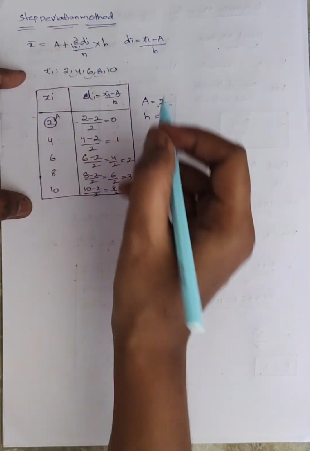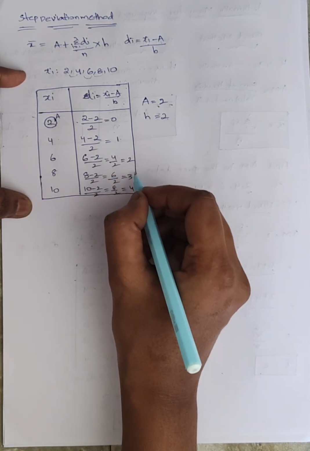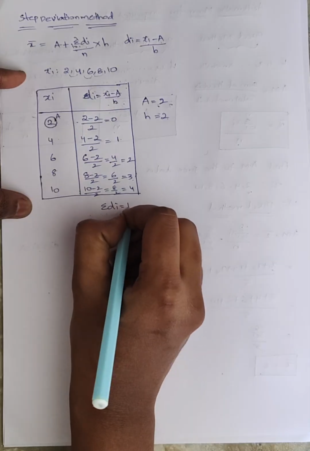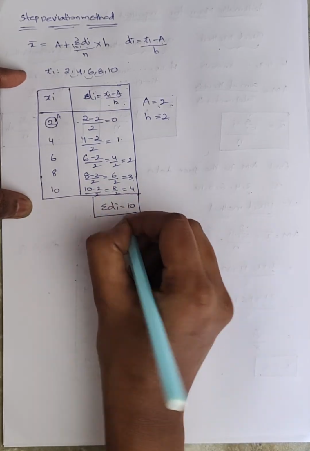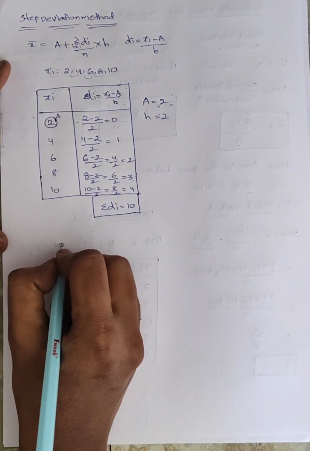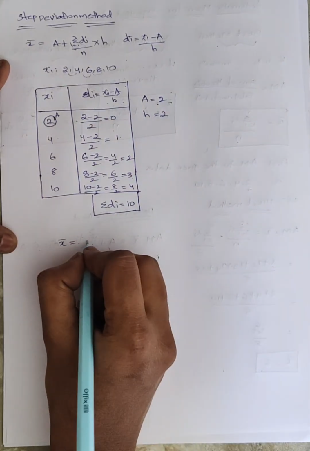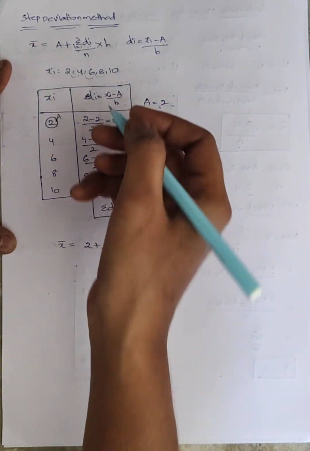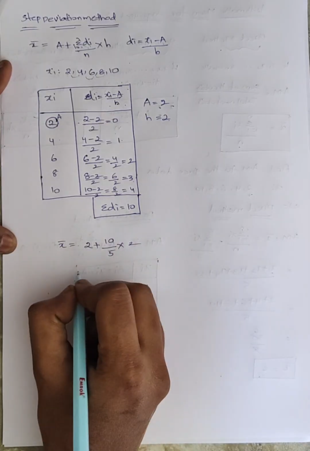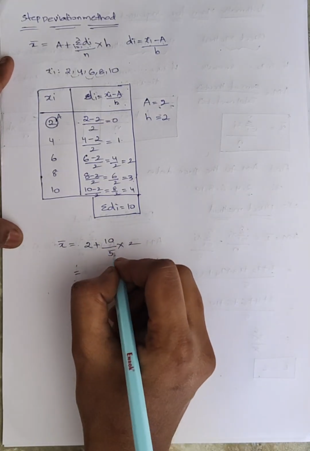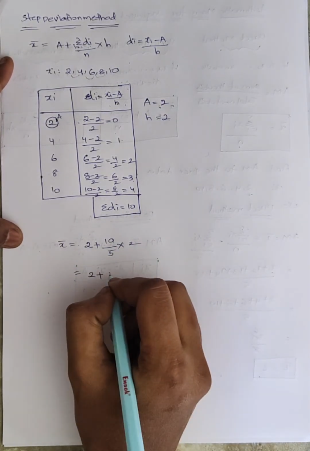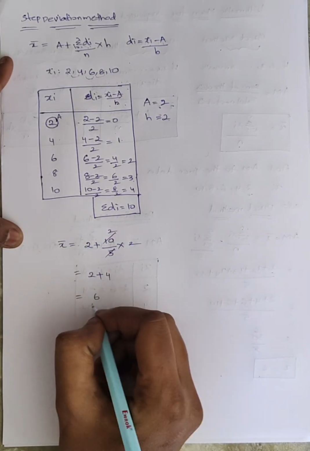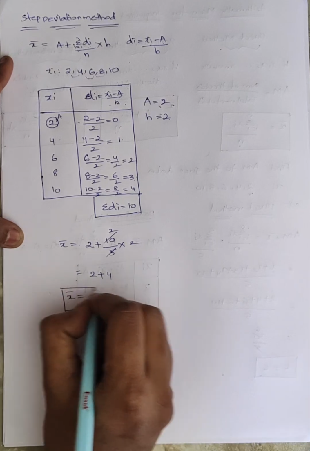Now we need summation. So let's add 1 plus 2, 3. 3 plus 3, 6. 6 plus 4, 10. Summation di is nothing but 10. Now let's substitute in the formula. X bar is equal to a, which is nothing but 2, plus summation di which is nothing but 10 divided by n, which is nothing but 5, into 2. 2 plus 2 into 2 is 4. So 6. X bar is equal to 6.